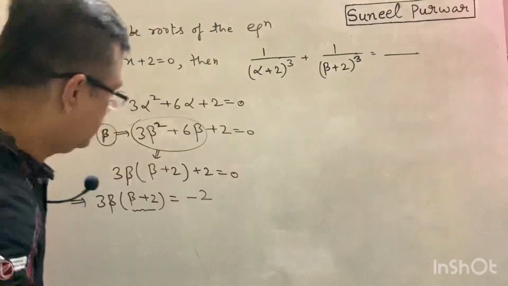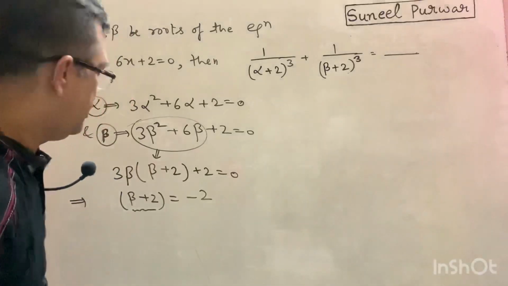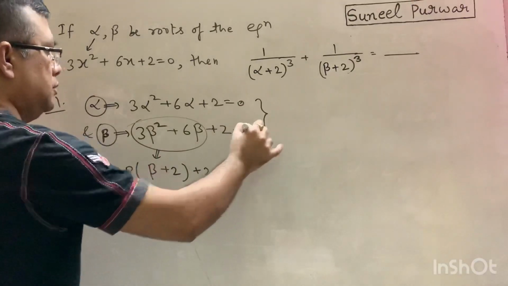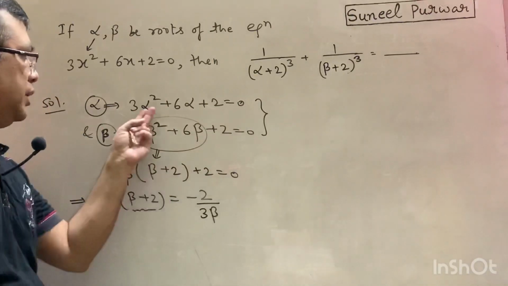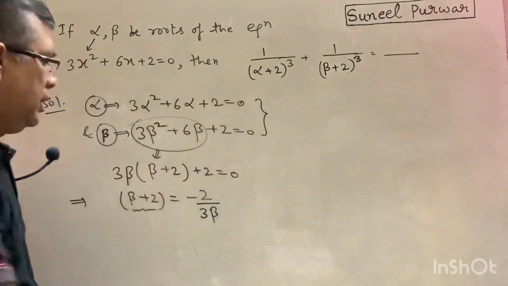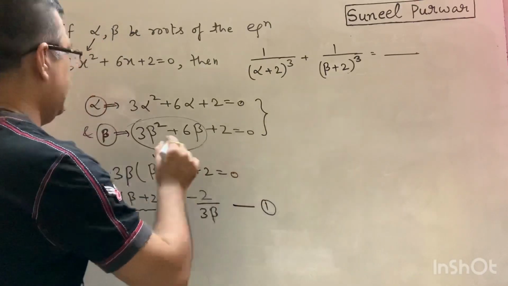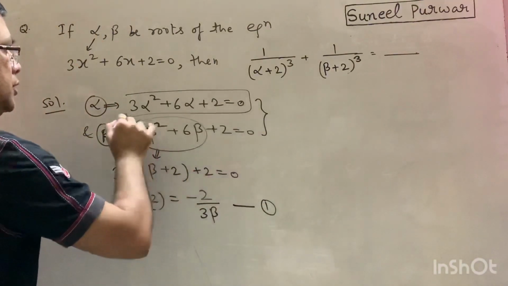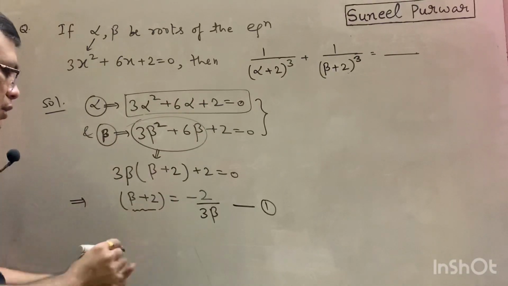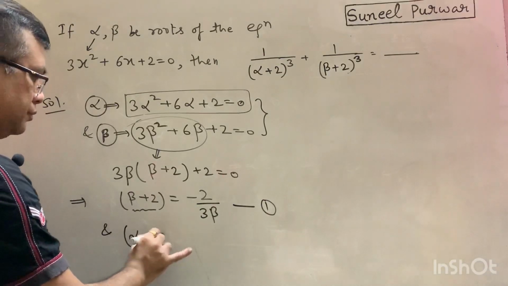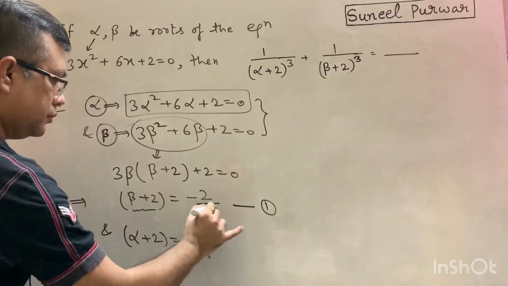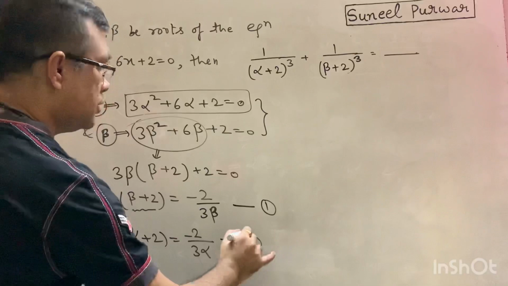Minus 2 upon 3 beta. Now you see, in these two relations there is only one difference: in place of alpha there is beta. So let's say this is relation 1, and if you simplify the other relation in a similar way, in place of beta there is alpha. So you will have alpha plus 2 is equal to minus 2 upon 3 alpha. Say this is relation 2.